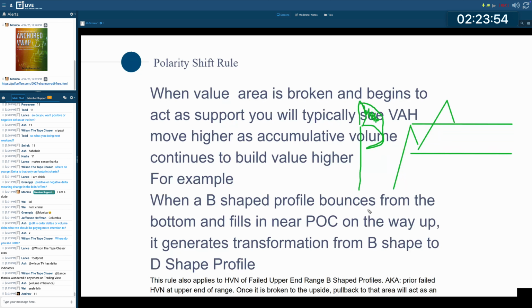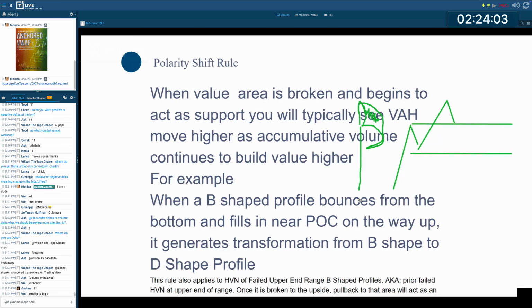So I mean, this is just what I said. When a B-shaped profile bounces from the bottom and fills in near POC on the way up, it generates a, yeah. So it's actually a different scenario, but this is what creates a polarity shift, right? The point of control polarity shift is in my opinion the most impressive one, especially if you have a high point of control.